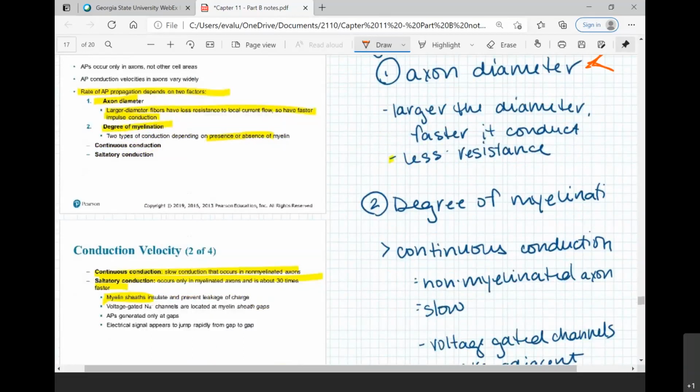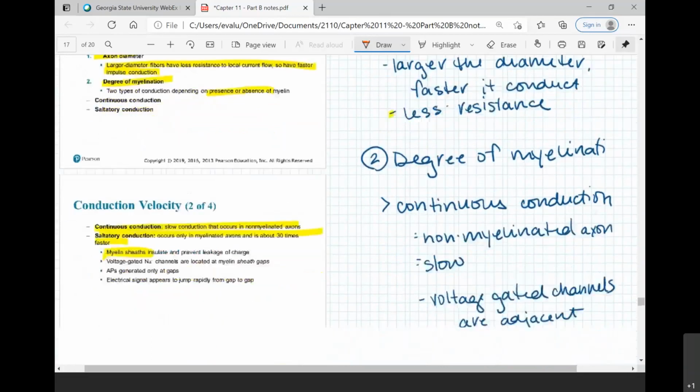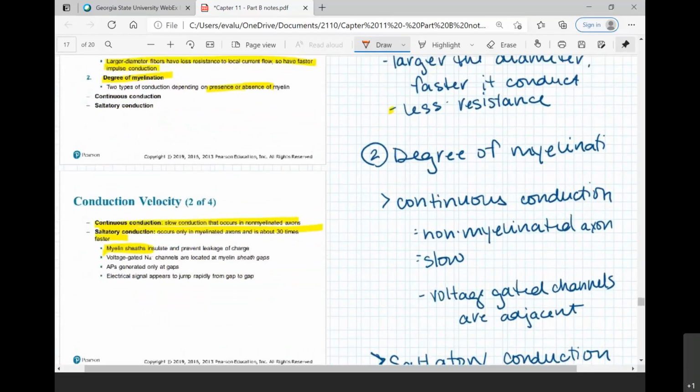Physics says there's less resistance, there's less plasma membrane to actually deal with. The other thing that's causing the transmission to go fast is the degree of myelination. Way back at the beginning of the chapter, we talked about myelination being the fatty sheath that is wrapped around the axons. That fatty sheath, whether it exists or doesn't exist, will determine how fast this will move. The presence of that myelin will give us either fast or slow, and it will give us something called continuous conduction or saltatory conduction.